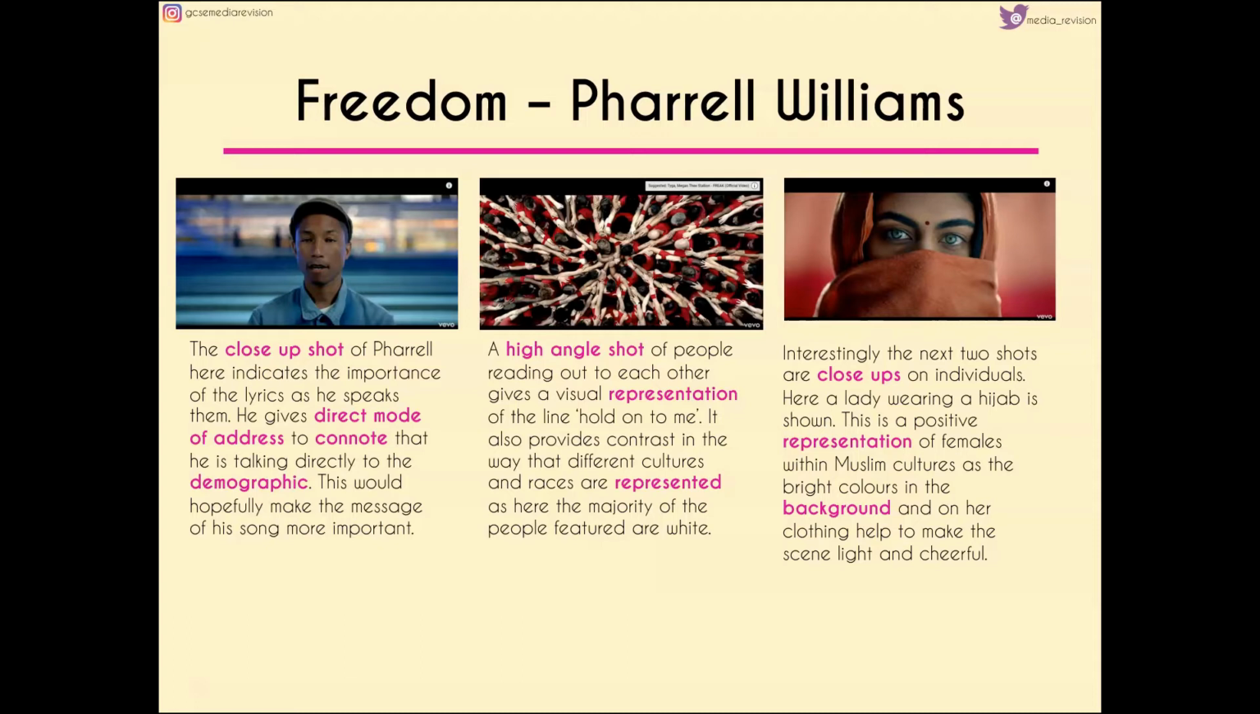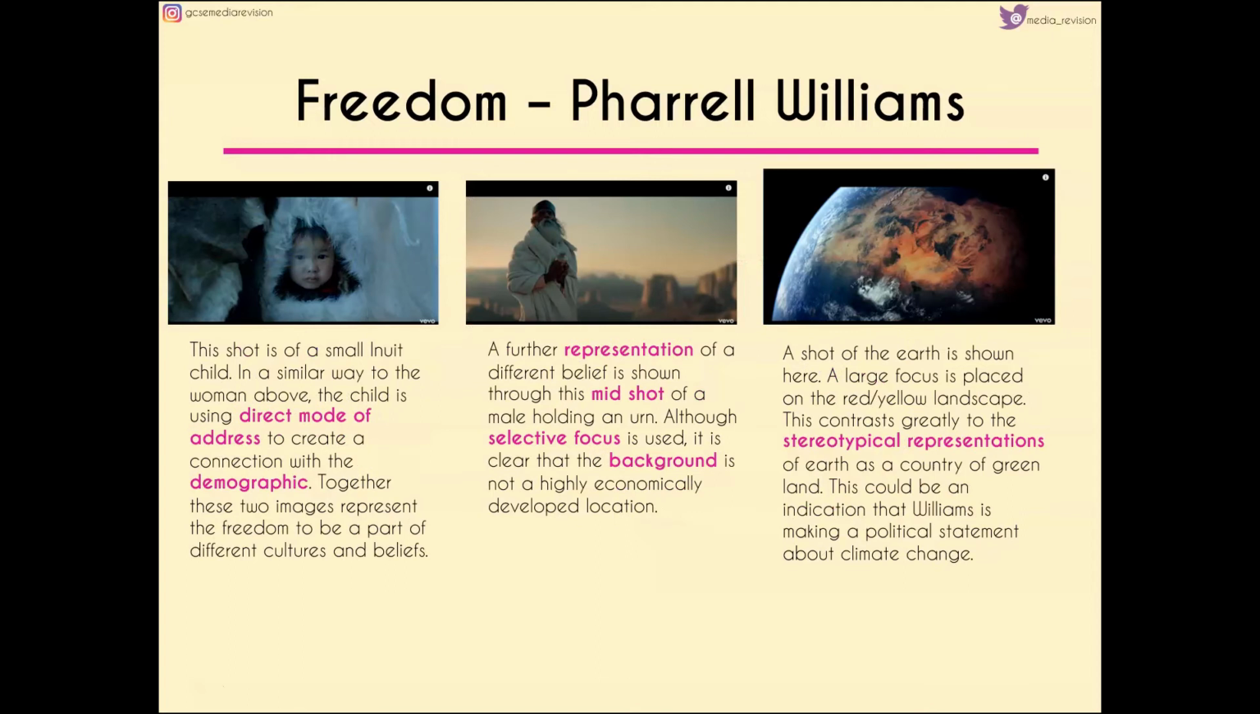This is a very positive representation of females within Muslim cultures because the bright colours on her clothing and also on the background help to make the scene seem more light and cheerful. We then have an image of a small child who's an Inuit.